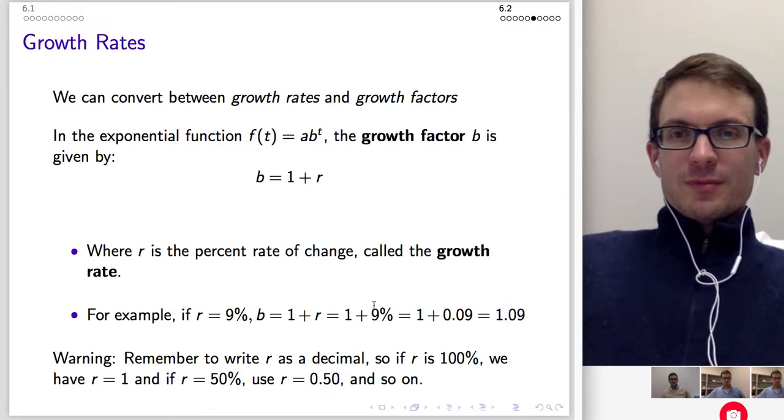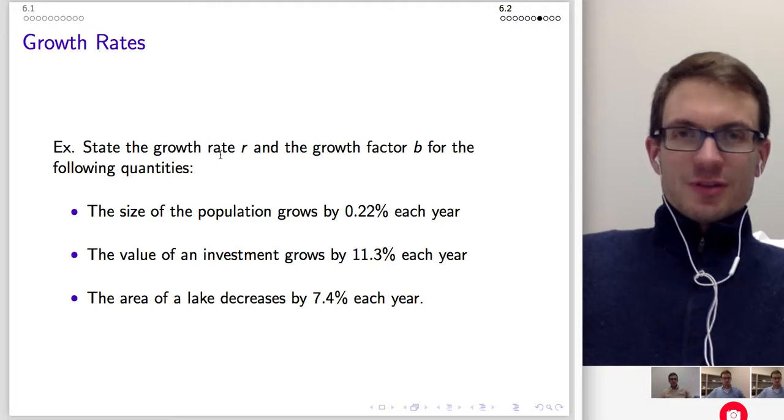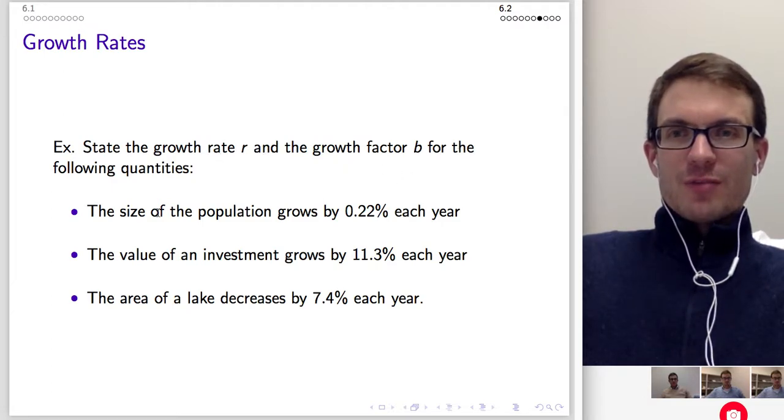Okay. And this is the growth rate. So we have a growth rate. Okay, so in these particular examples, let's try to find the growth rate r and the growth factor b for the following quantities.